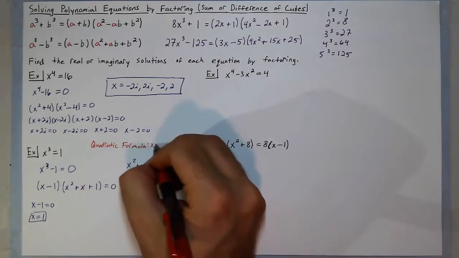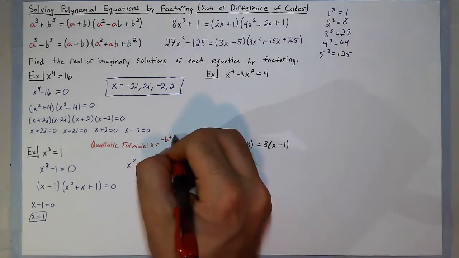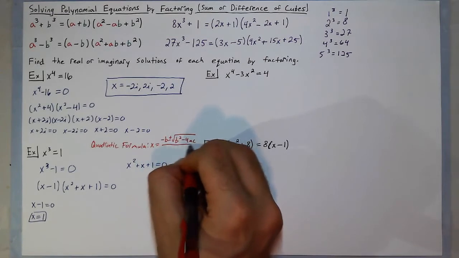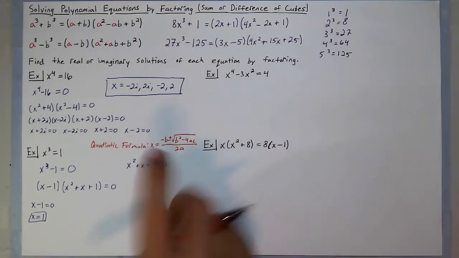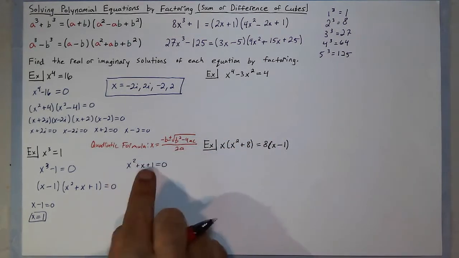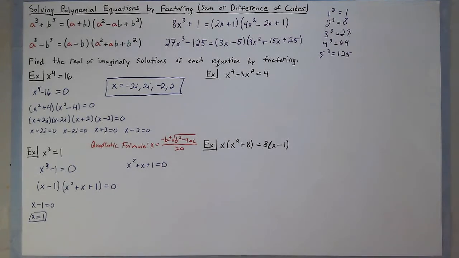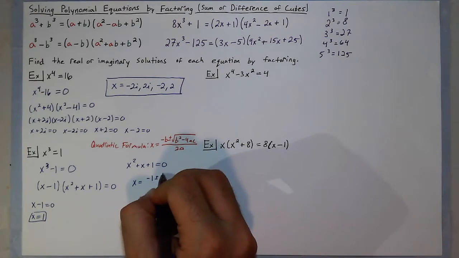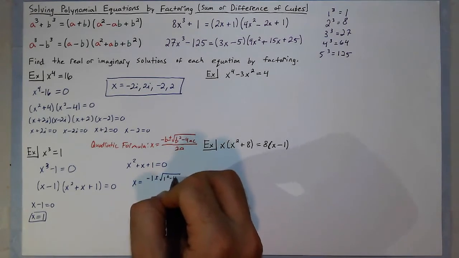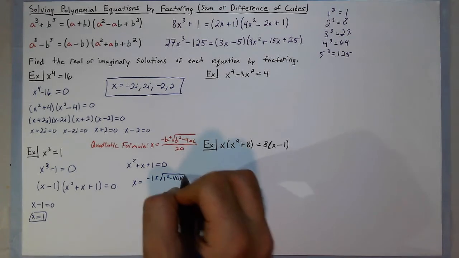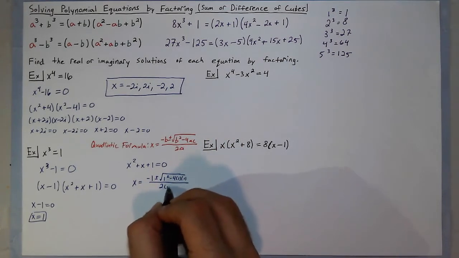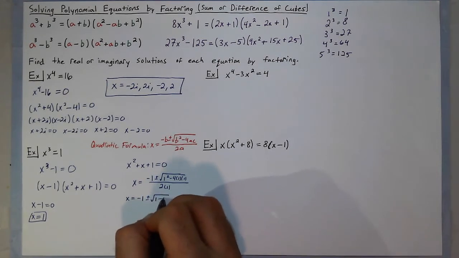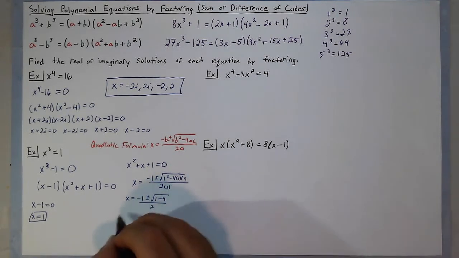Which is x is equal to negative b plus or minus the square root of b squared minus 4ac all over 2a. So in this case, a, b, and c are all 1. So as I plug that into the formula, I get x is equal to negative 1 plus or minus the square root of 1 squared minus 4 times 1 times 1 all over 2 times 1. This gives me negative 1 plus or minus the square root of 1 minus 4 all over 2.